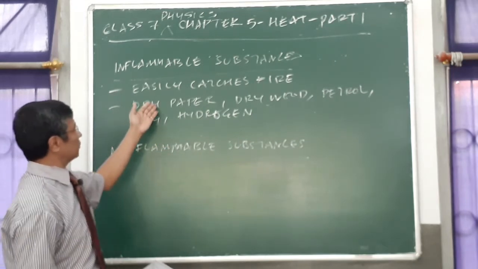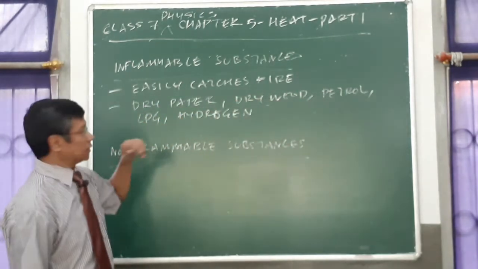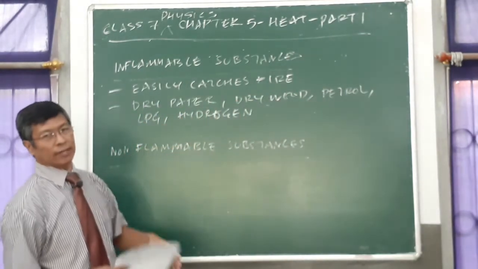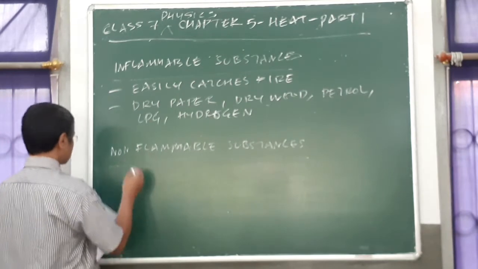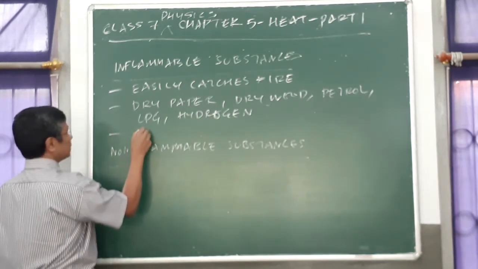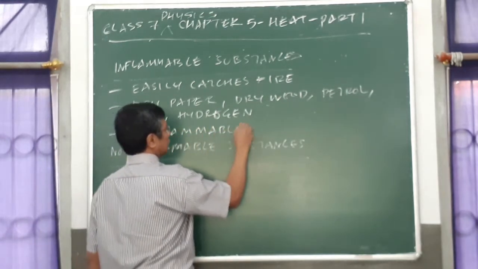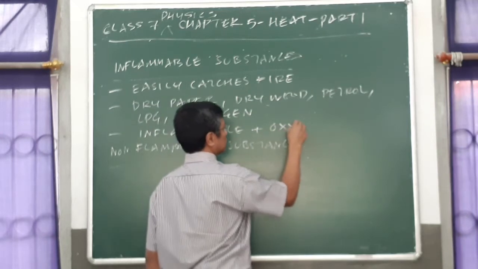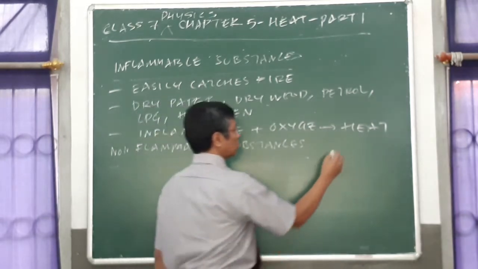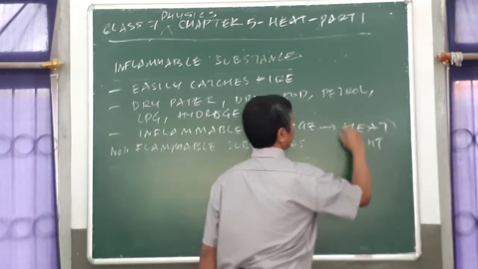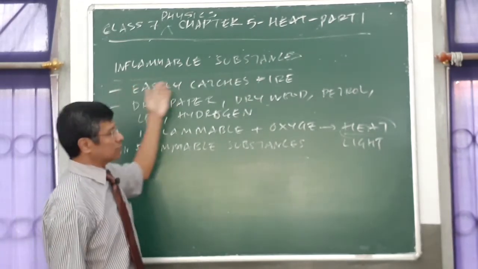So these are different solids. Dry paper and dry wood are solids which can easily catch fire. Petrol can easily catch fire, and LPG and hydrogen gas can easily catch fire. So these are inflammable substances, and they combine with oxygen to produce a lot of heat. It can also produce light, but here we are mainly concerned with heat. So once again, inflammable substances are substances that can easily catch fire.